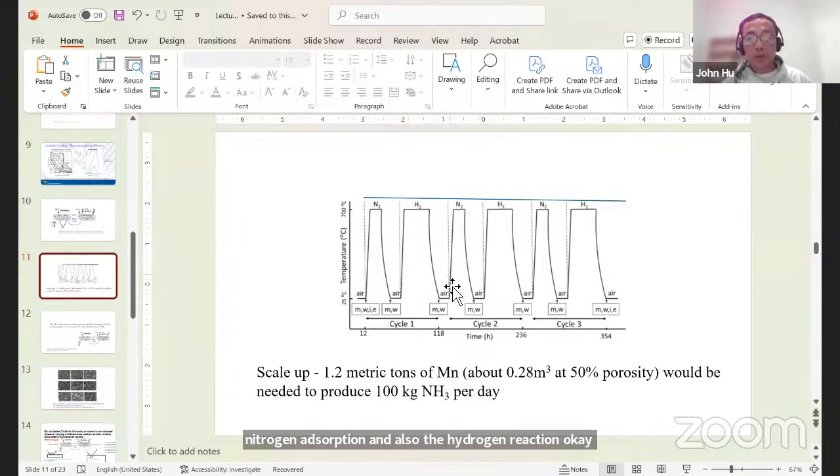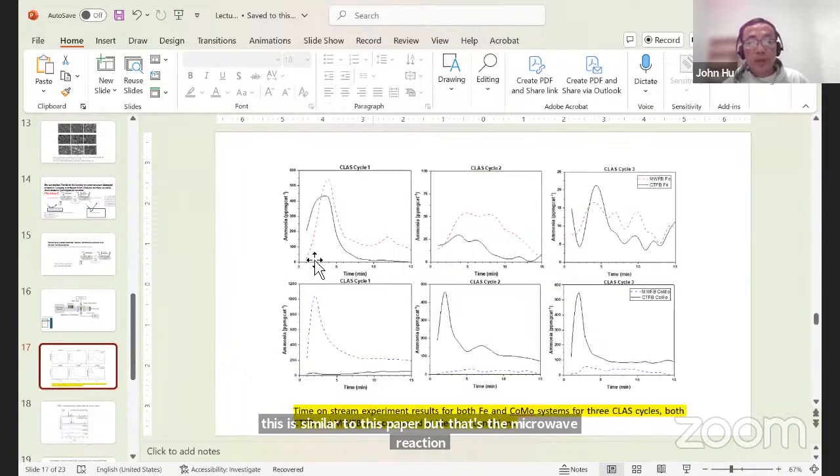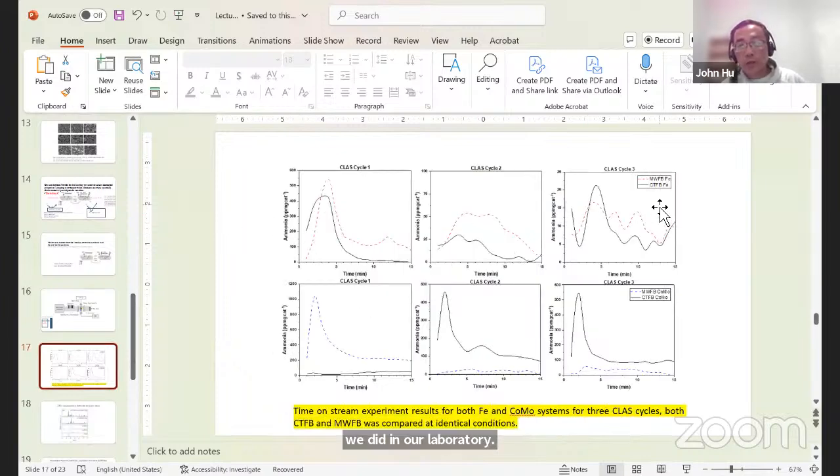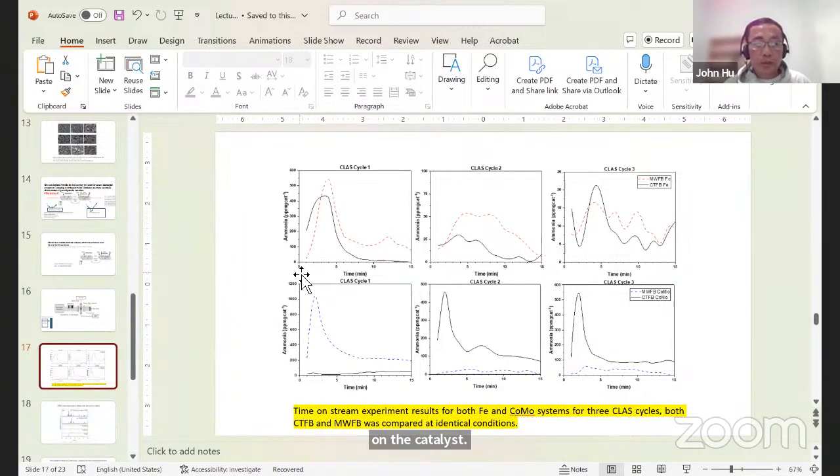Okay, cycle 1, cycle 2, cycle 3. So this is similar to this paper, but that's the microwave reaction we did in our laboratory. And the first row is the 3 cycles using the iron catalyst, and then the second row is using cobalt moly catalyst, the same thing. Okay, so let's take a look at it. The iron catalyst, the right dashed line, in terms of the ammonia concentration.